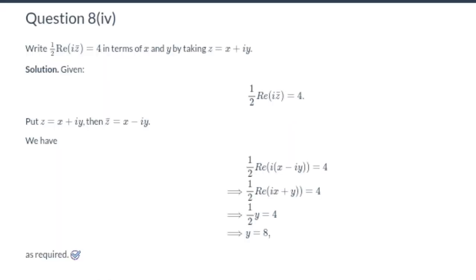Calculate iz bar. z bar is x minus iy, so iz bar equals y plus ix. Real part, the Re of iz bar is y. Solve. Substituting this, 1/2 y equals 4. Locus. The equation is y equals 8, a horizontal line.